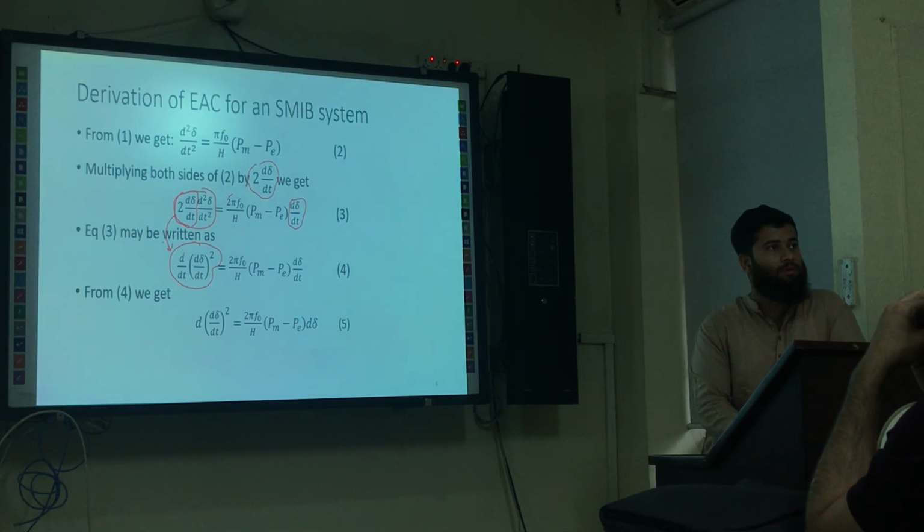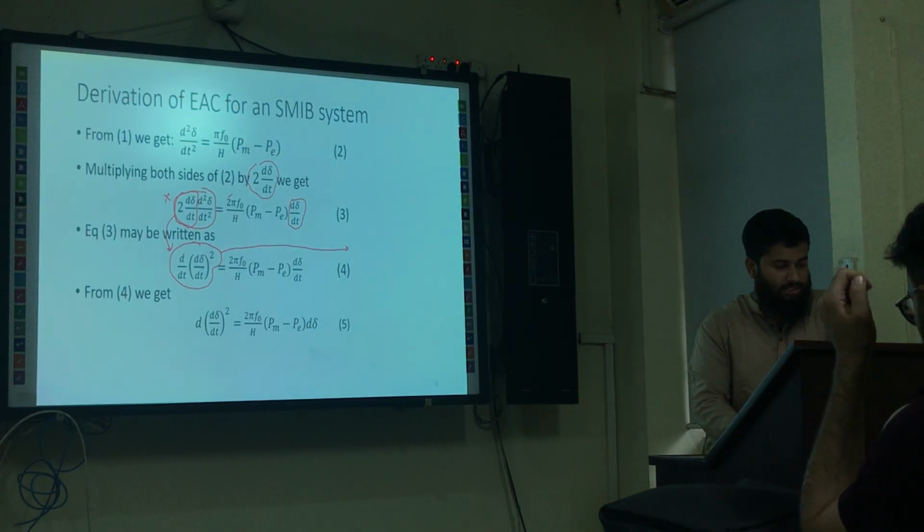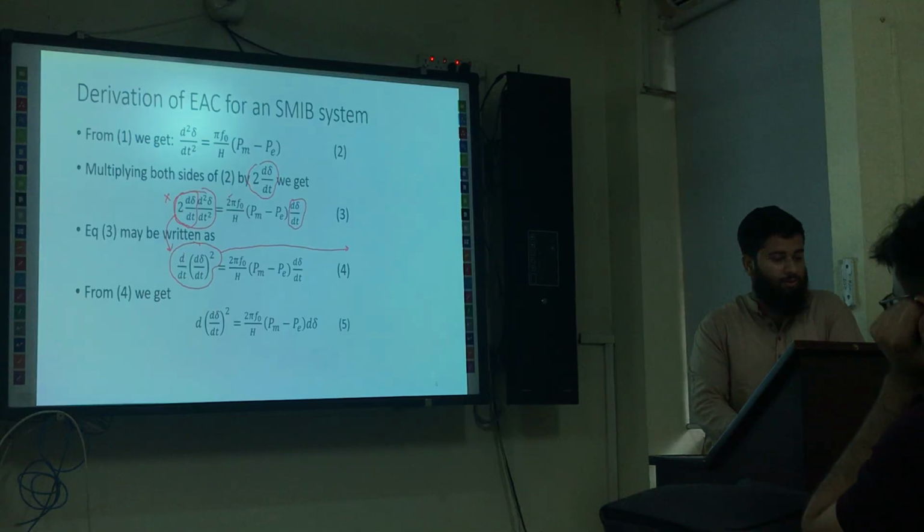Previous one is considering d delta dt as a derivative. Exactly. So let's just think about this term. Let's start with this term. So this is the differentiation of this whole square term with respect to dt, right? With respect to time. So how can we differentiate this thing?